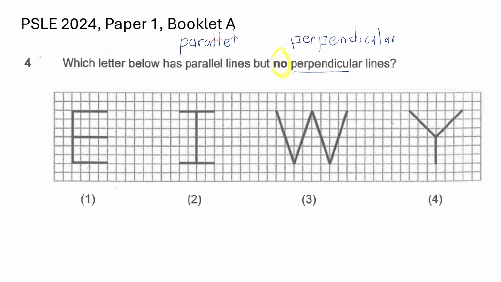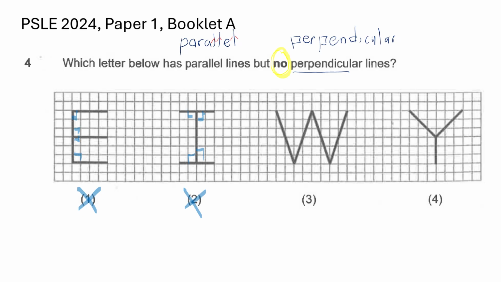Right, so let's try to look for perpendicular lines first. So if you look at option 1, right, there are lots of perpendicular lines. Okay, a lot of perpendicular lines. In other words, option 1 is out. So if you look at option 2, the letter I also has perpendicular lines. Right? In other words, option 2 is also not correct.